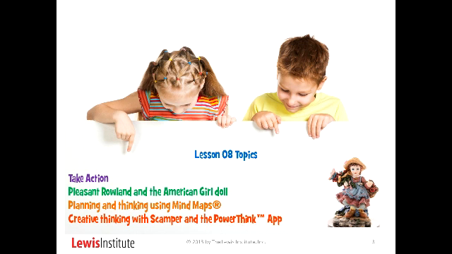Now tonight, we're going to talk about taking action to actually move you forward from where you are right now. And I'm going to use an example of a person who did something unique and became tremendously successful, a lady named Pleasant Rowland. If you have children here in the United States, especially girls, you may know about the American Girl doll. She was the creator of that, and I'll tell you about her in a moment. I want to talk to you a little bit about planning and thinking using mind maps. Some of you may be familiar with these and some may not, and if you're not, it's something that I definitely think is useful to you. And then I want to talk about creative thinking with Scamper and the PowerThink app. So those will be the topics tonight.